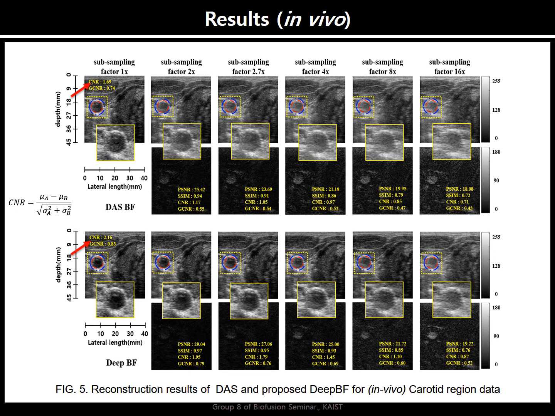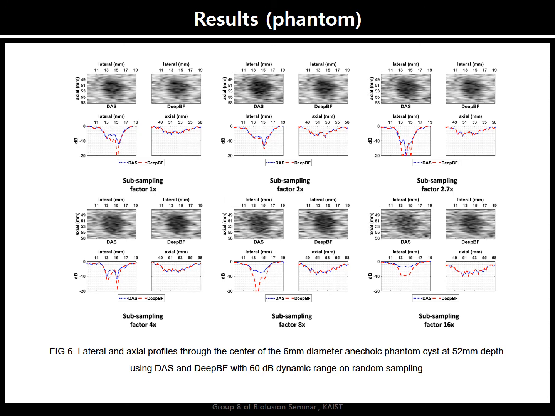To confirm whether this improvement is real and not an artifact, I use phantom data. In figure 8, I compare the lateral and axial profiles through the center of the anechoic cyst phantom using DAS and the proposed DeepBF method. From the figure, it can be seen that under all subsampling schemes, on the boundary of the cyst, the proposed method shows sharp changes in the pixel intensity with respect to the lateral position in the images.